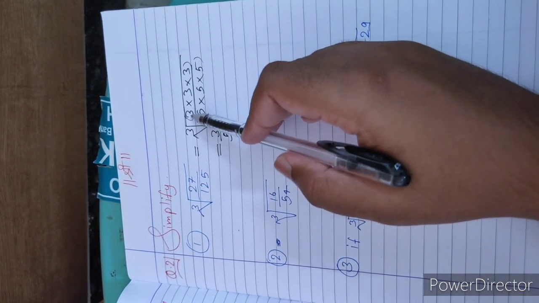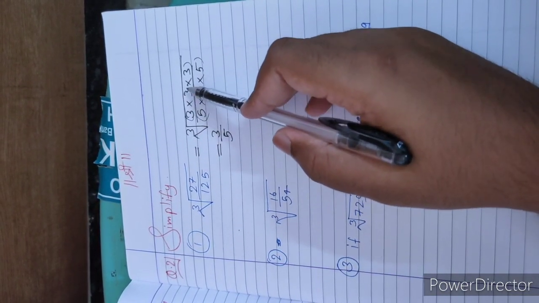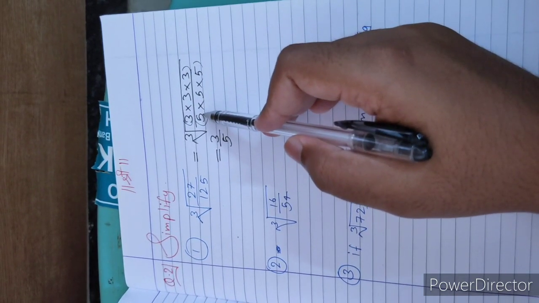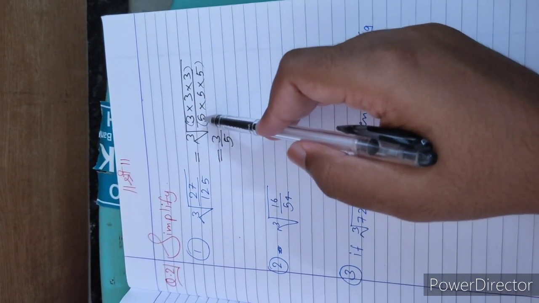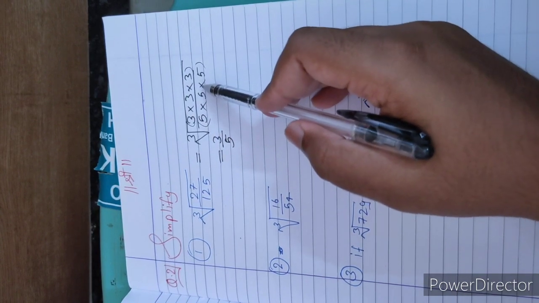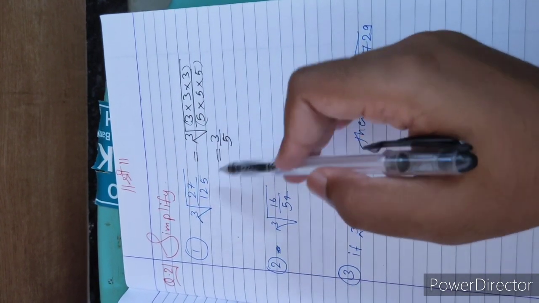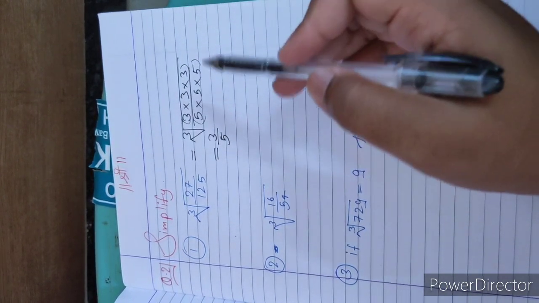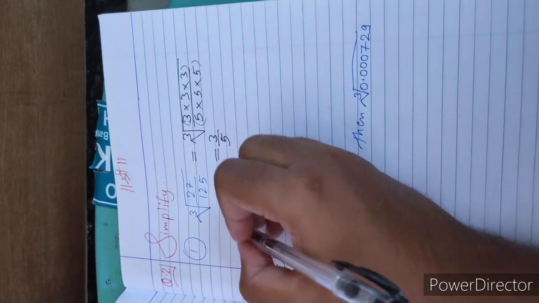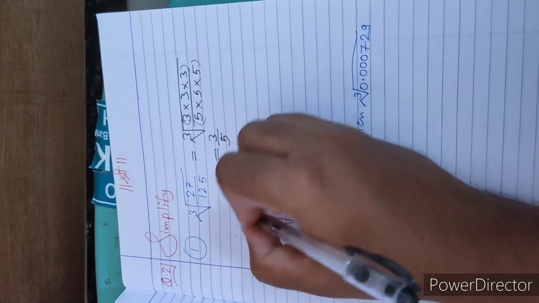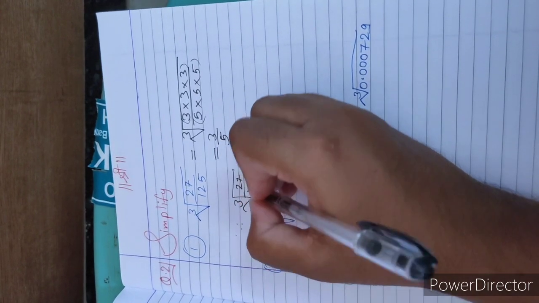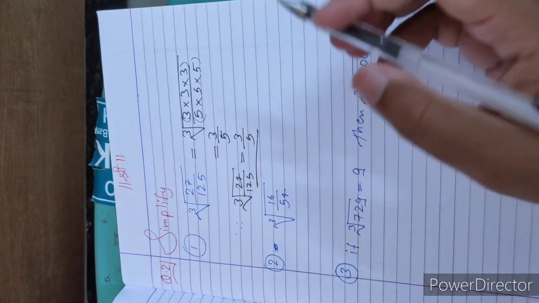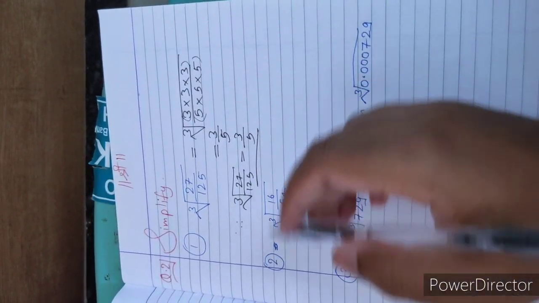Okay, because here we have been given a group of 3 numbers, 3 into 3 into 3, and in the denominator also the same group of 3 numbers, that is 5 into 5 into 5. Then when we take the cube root, these 3 numbers convert into one number, that is 3 by 5. So finally we will write that the cube root of 27 by 125 is equal to 3 by 5. This is an easy question. We have to do all the questions in the same manner.